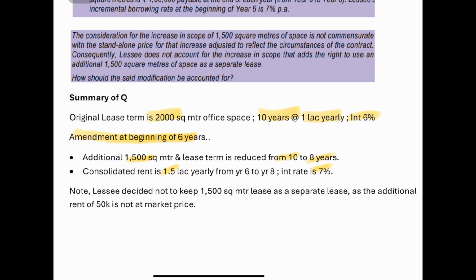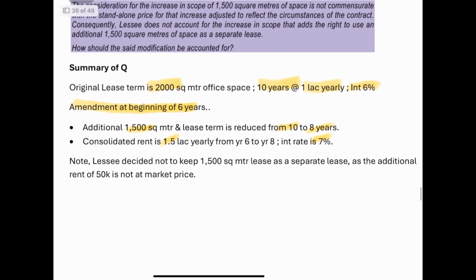So multiple modifications happened in this example. And the lessee decided not to keep the 1500 square meter as a separate lease, as the additional rent of 50,000 is not a market price, which means it is not an additional lease. So the existing ROA asset and liability need to be adjusted for these modifications.